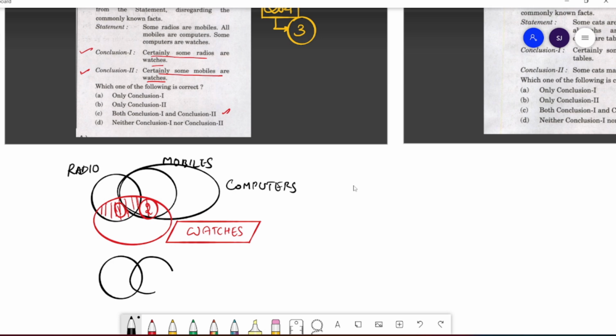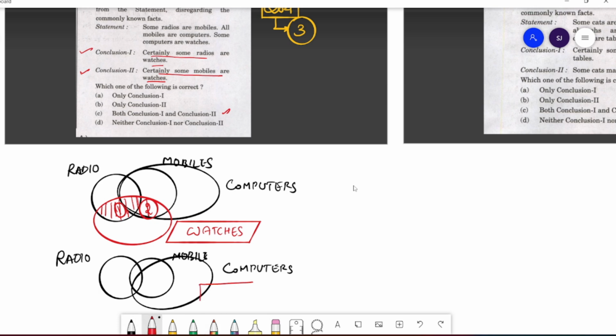So like this you can have, this is radio, this is mobile, and then all mobiles are computers. So look at this, all mobiles are computers. Yes, this is true. And then some computers are watches. So I will draw here, some computers are watches, because some computers are watches.